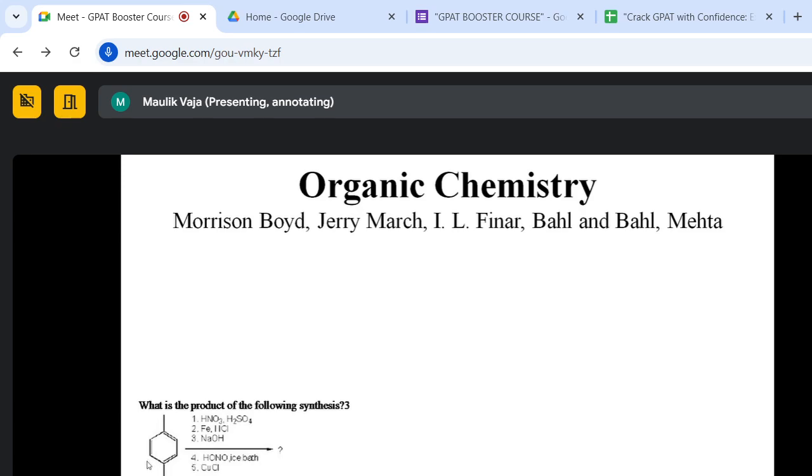So the correct answer will be option C. Why not option B? They gave option B to get you confused. Just look at the starting material. OCH3 and CH3 are para to each other. In option B, OCH3 and CH3 are meta to each other. Can you see? Are you getting what I want to tell you? Option B and C.